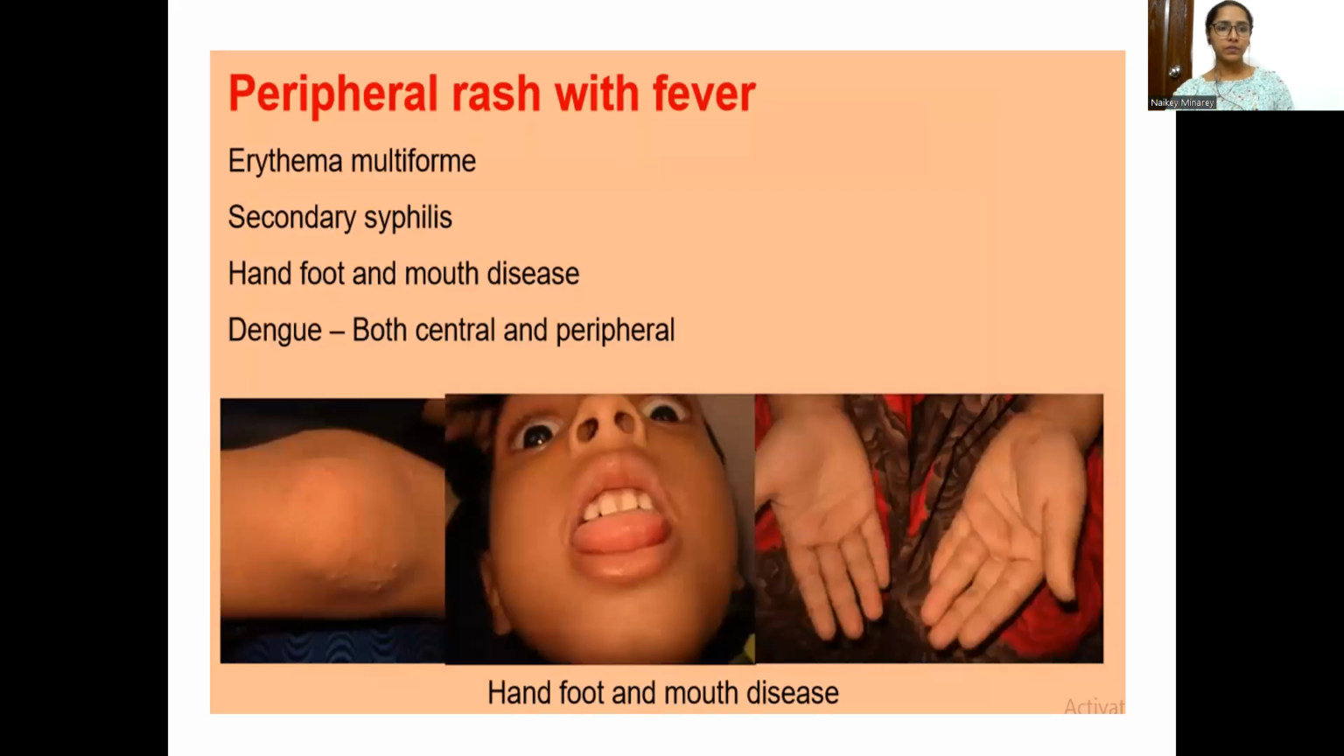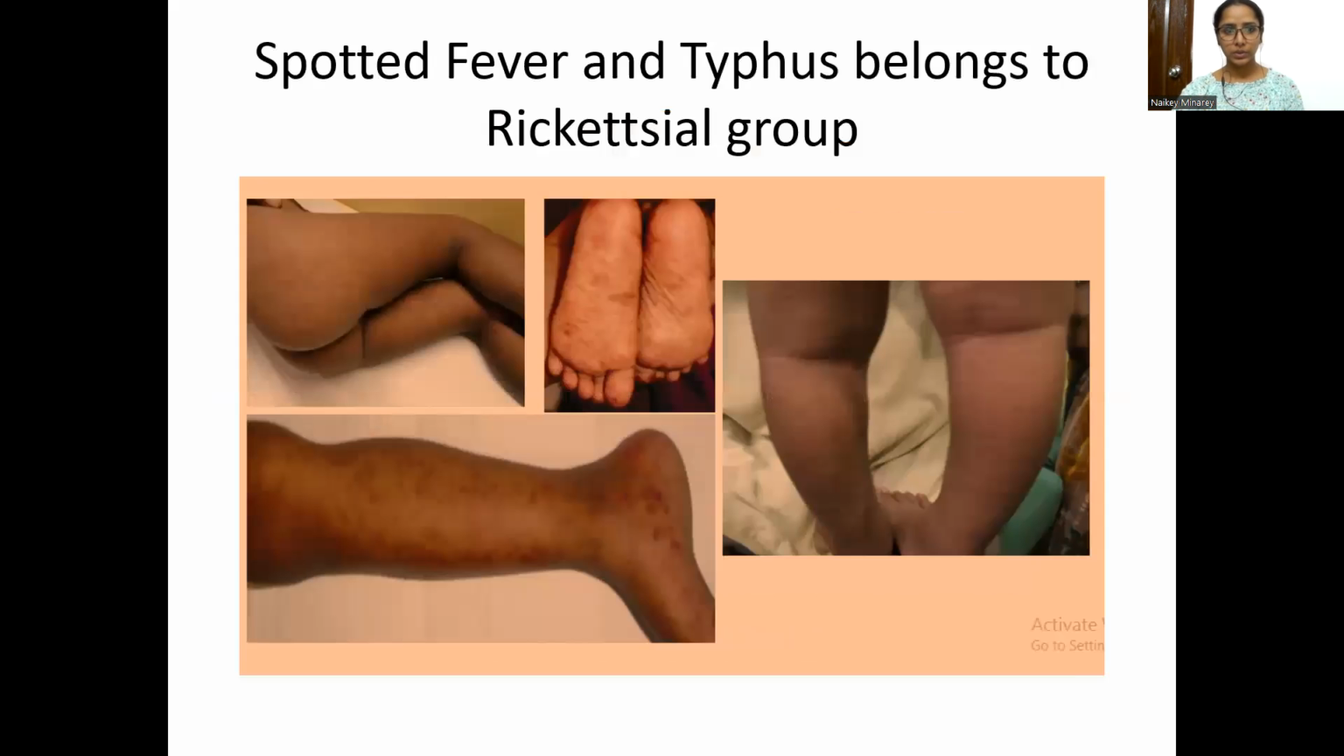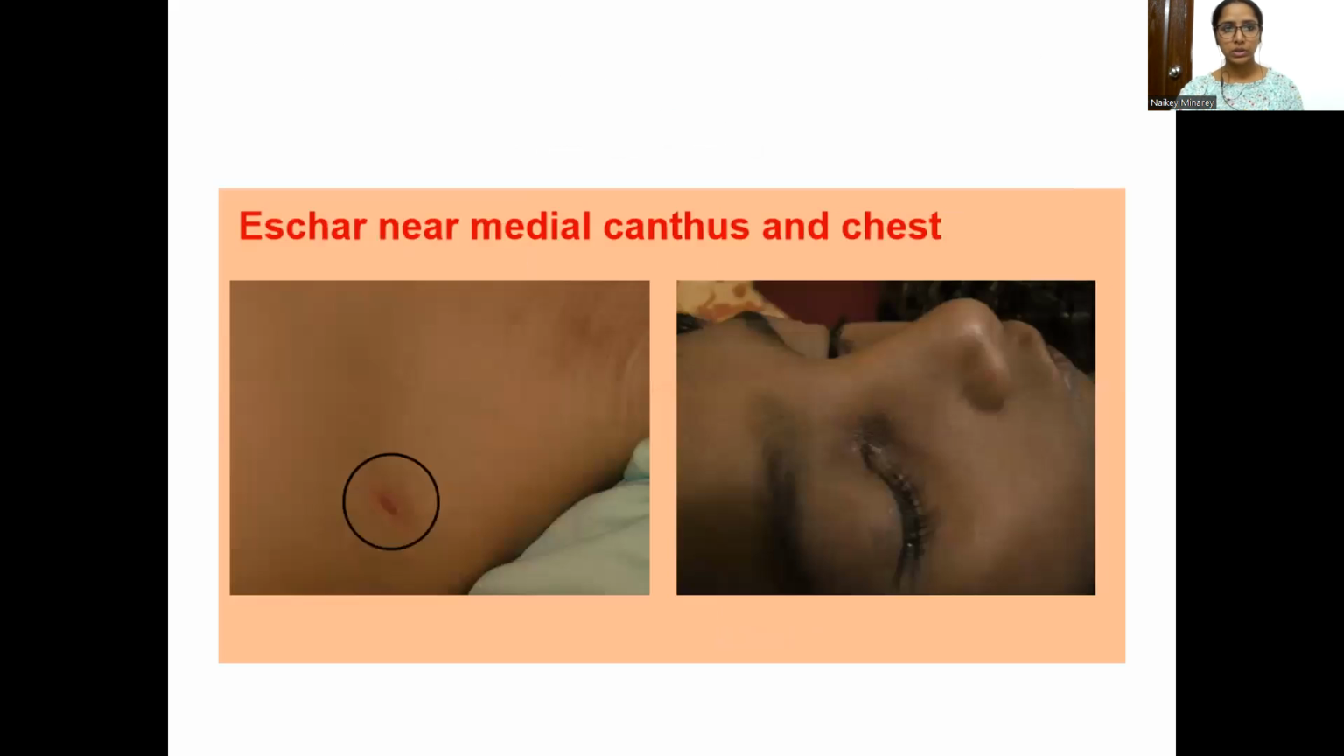Now, peripheral rash with fever. The examples are secondary syphilis, hand, foot, and mouth disease, which is very common in children, dengue, both central and peripheral, and erythema multiforme. These are the dengue rash, morbilliform rashes.